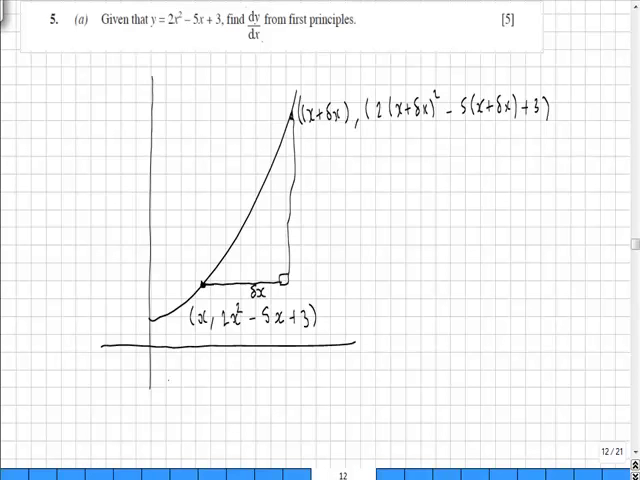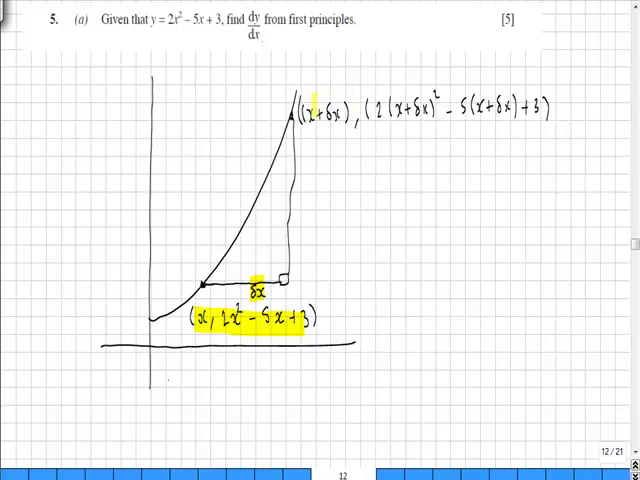For question 5a, we are asked to differentiate the function from first principles. The way that I tend to do this is look at it graphically. In the first instance, we have a first coordinate of x, 2x squared minus 5x plus 3. And then what we do is we move a short distance across the x-axis, a very, very small distance, and we call that delta x.